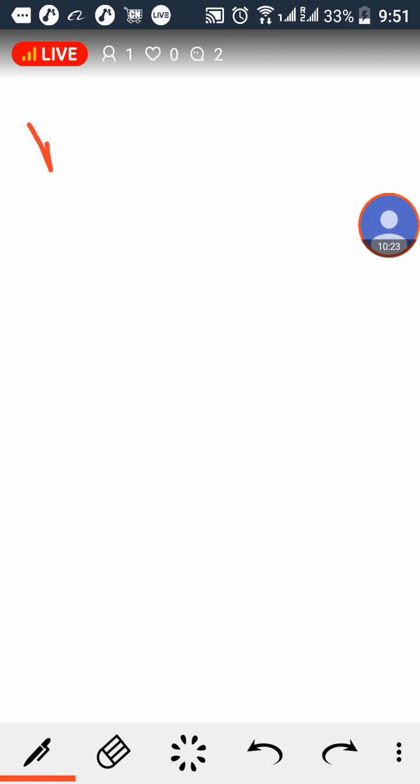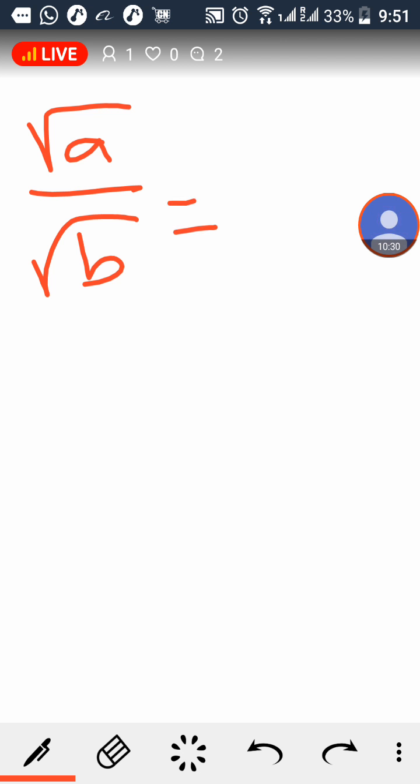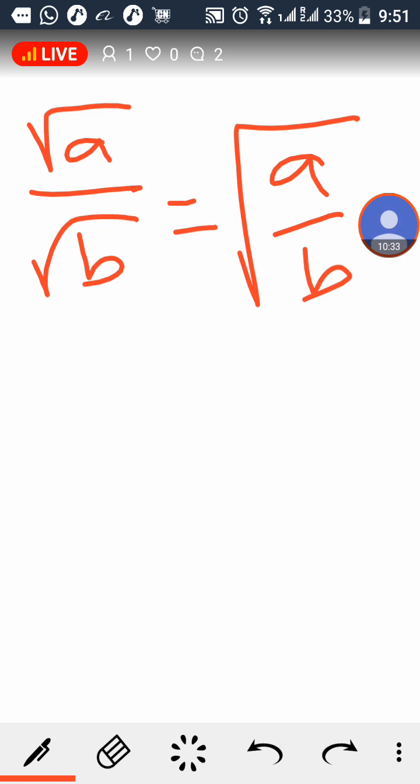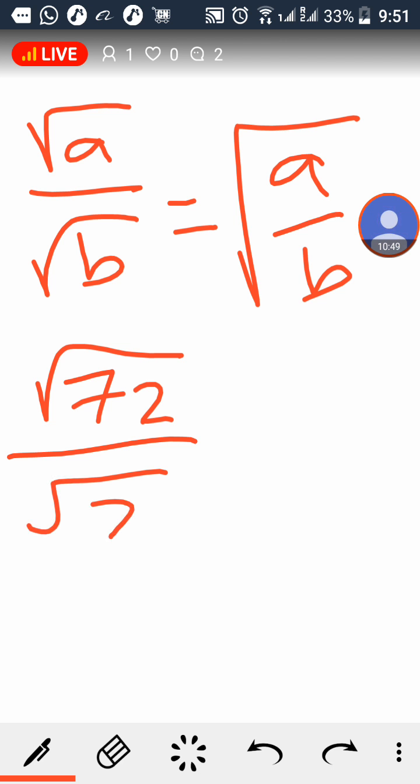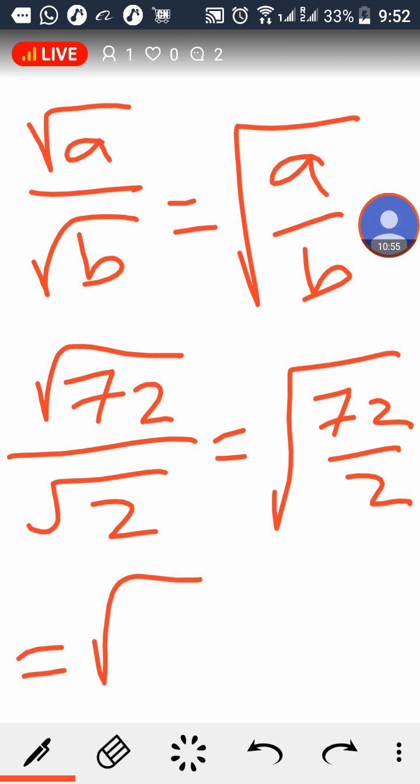Now if you have root a divided by root b, for example, you can go for root of a over b. So for example, if you have root of 72 over root of 2, you can put 72 divided by 2, but that's only root of 36, because 72 divided by 2 is 36, and now you can get the answer, which is 6. Is this clear? So you can do this in the multiplication and in the division.